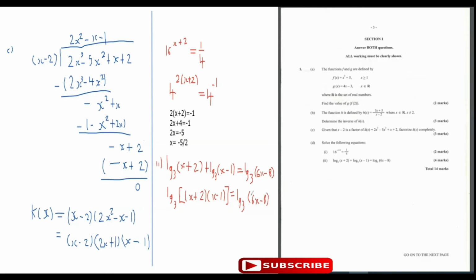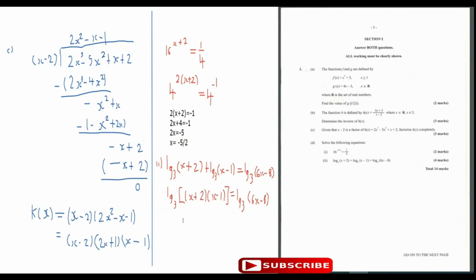All right. Now we could bring this over here. Now if these two are equal, if log of this is equal to the log of this, all right, then what that means is x plus 1 times x minus 1 is equal to 6x minus 8.